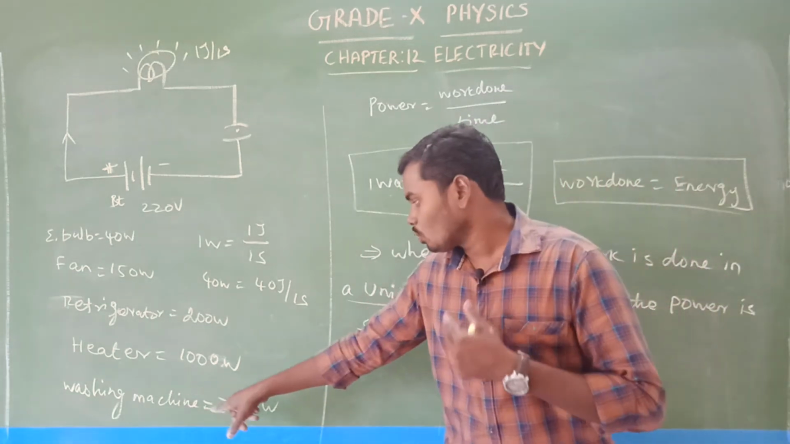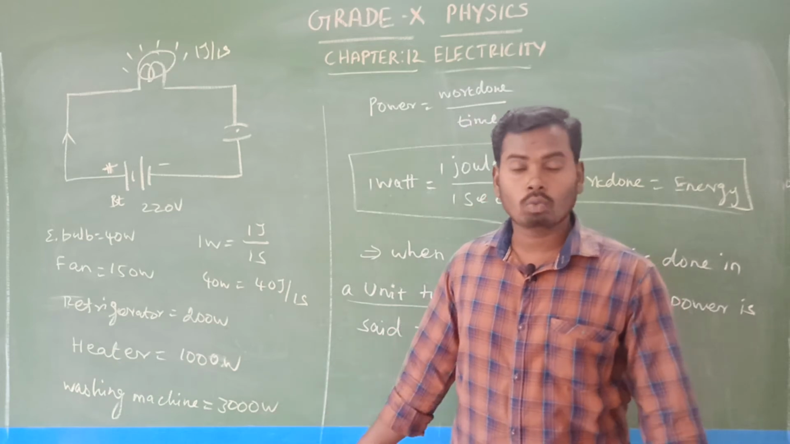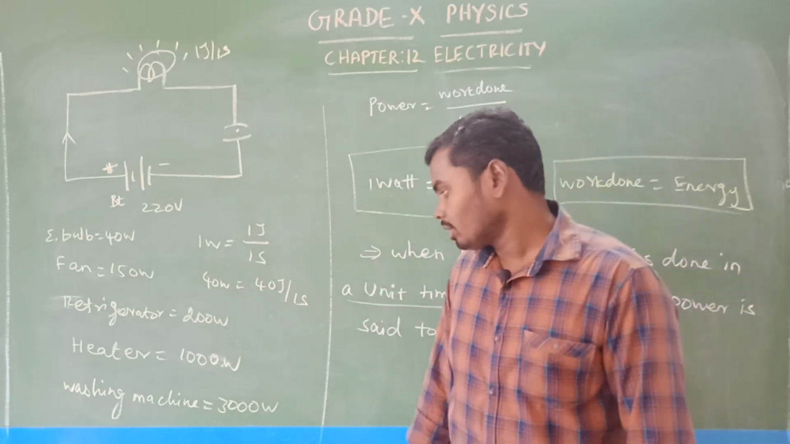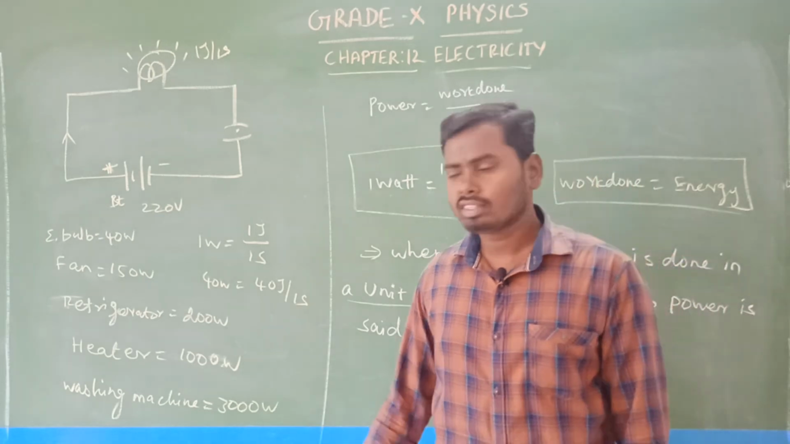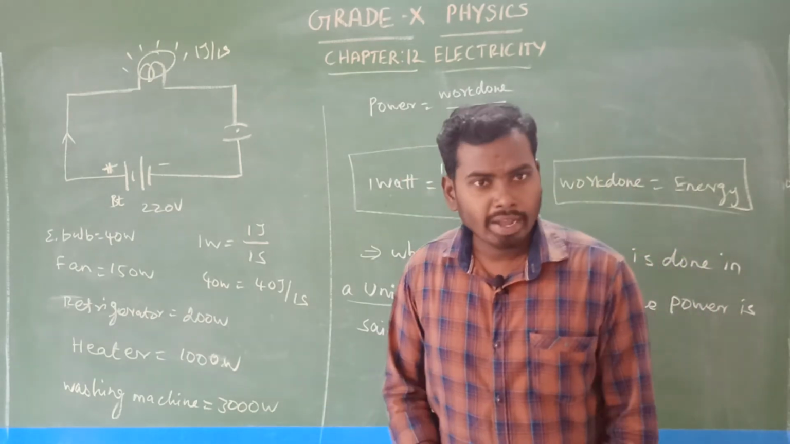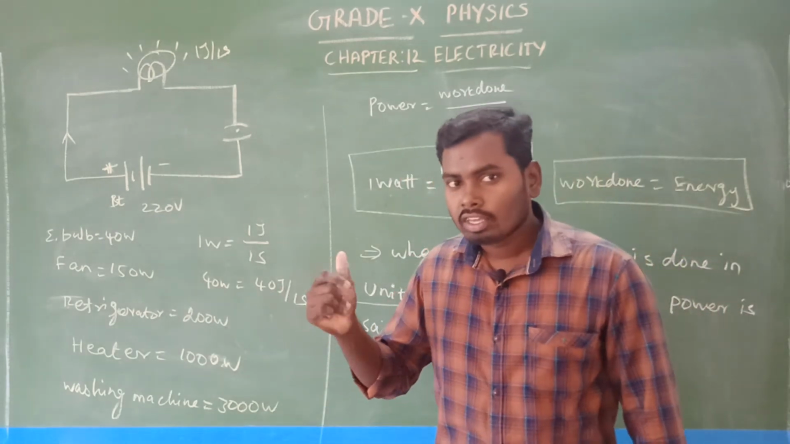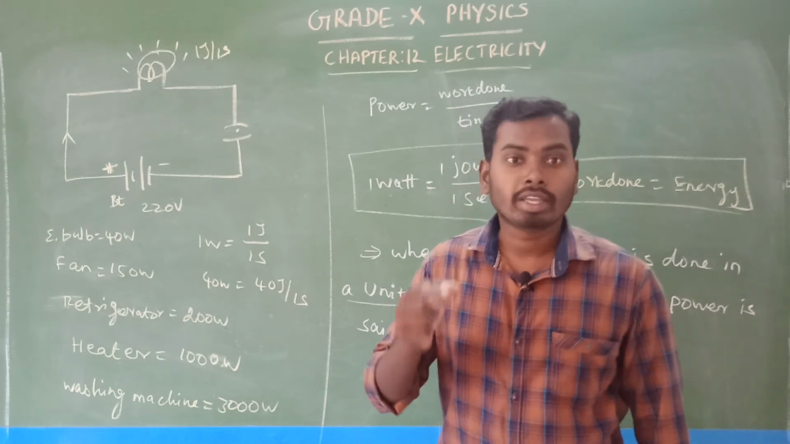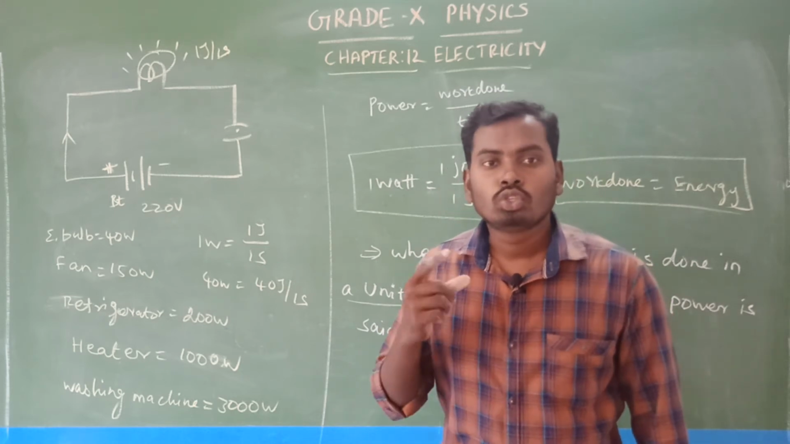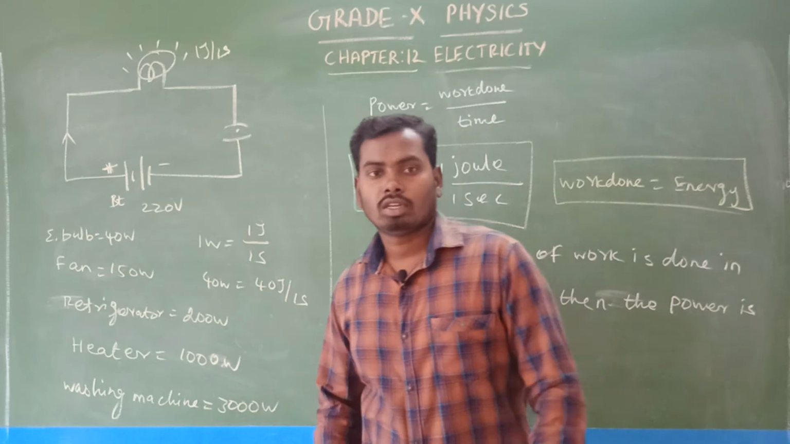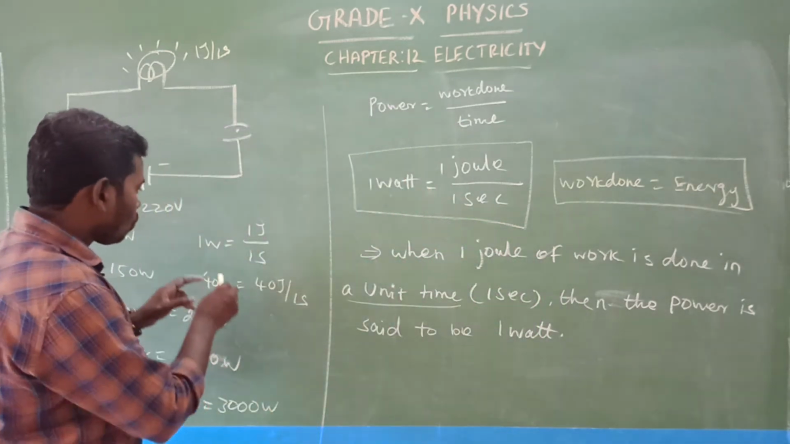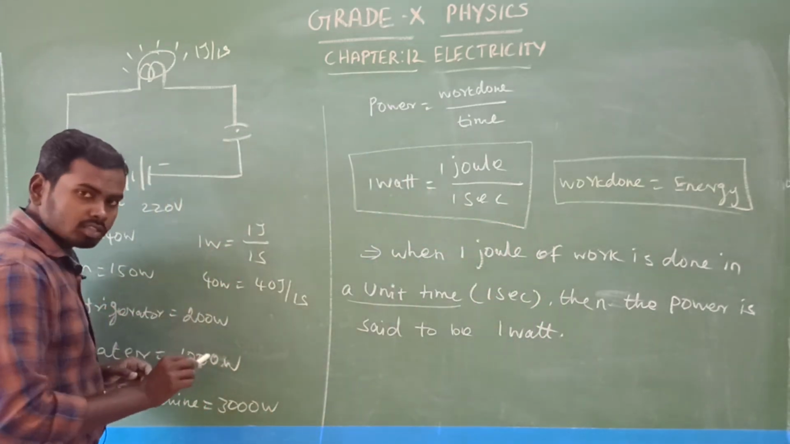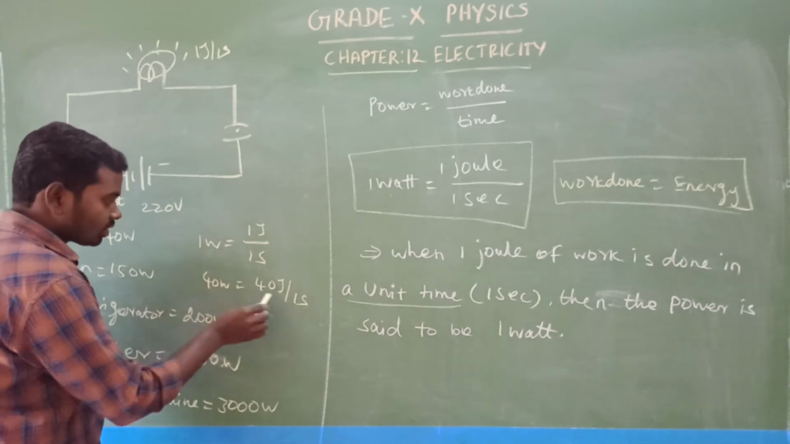Next, the washing machine power rating is 3000 watts. This is a very big power rating. Every second the washing machine consumes 3000 joules of electrical energy. Because 1 watt is equal to 1 joule divided by 1 second. Here the time is constant. Note this point: 1 second.